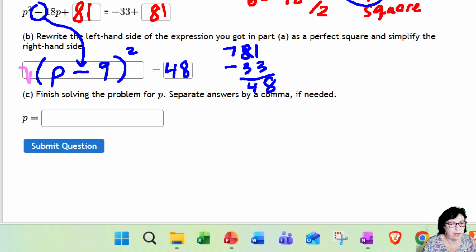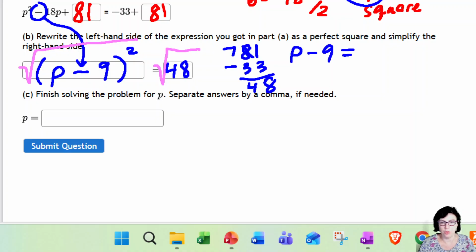And we do that by applying the square root to the left-hand side and the right-hand side. Why do we do that? Because the square root and a square cancel out, and then you will get p minus 9 equal square root of 48. Now, remember this, that when you take the square root, you actually get that square root property that says you don't just get a positive square root, you also get a negative square root. So this is actually plus minus, okay?